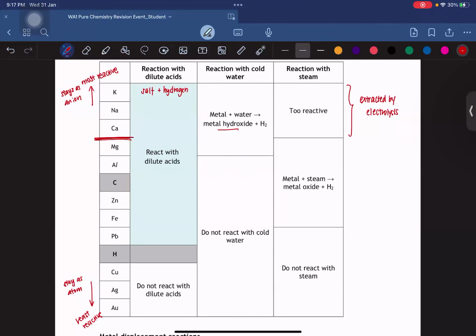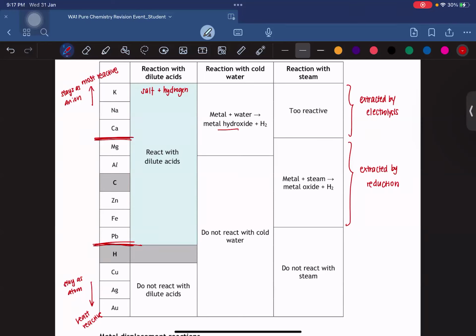Okay? Next, your mid-tier metals. Your mid-tier metals are not so reactive, but not that unreactive either. They only react with acid. Some of them react with steam because it's hot enough. Generally, they don't react with cold water. You understand? And because they are mid-tier, how do we usually get them out as pure metals? How do we extract them? Extracted by reduction. So usually your mid-tier metals, we reduce them from their ore to get out the pure metals.